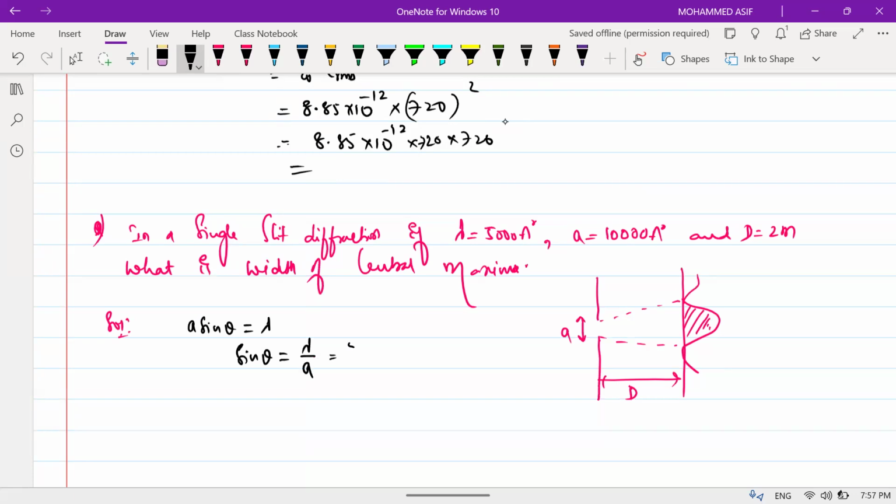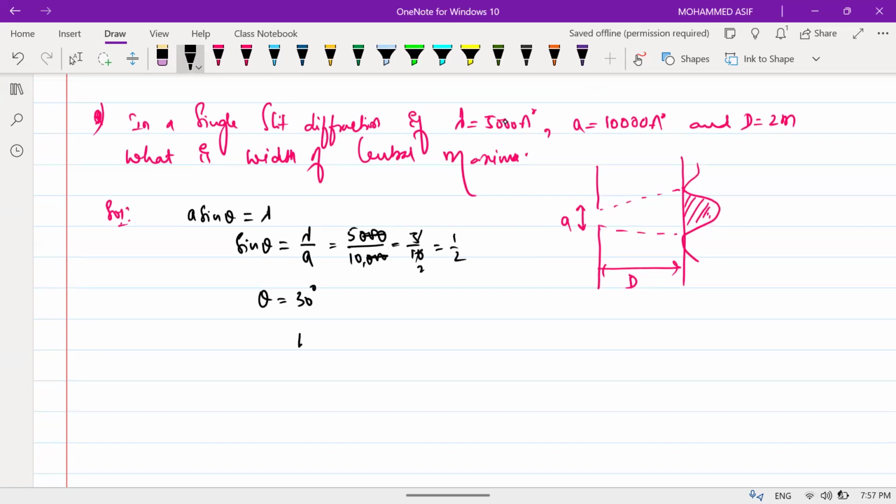Lambda is how much? 5000 angstroms divided by 10,000. This will get cancelled, 5 by 10, so it is 1 by 2. If sine theta is 1 by 2, then theta will be 30 degrees. So the width will be equal to 2 times delta y max, that is 2 times D into tan theta.